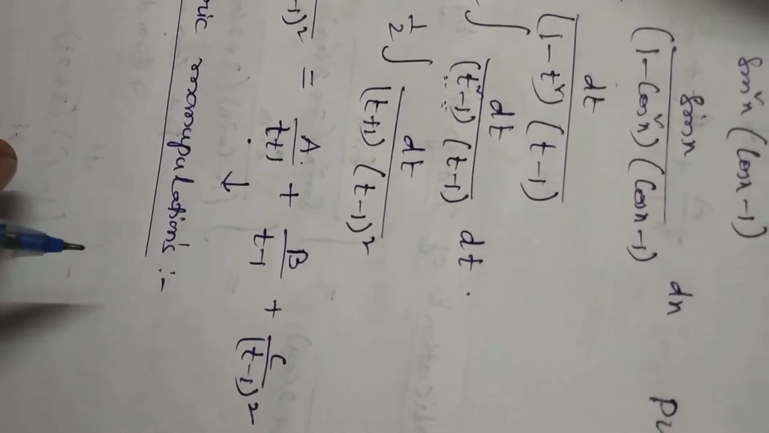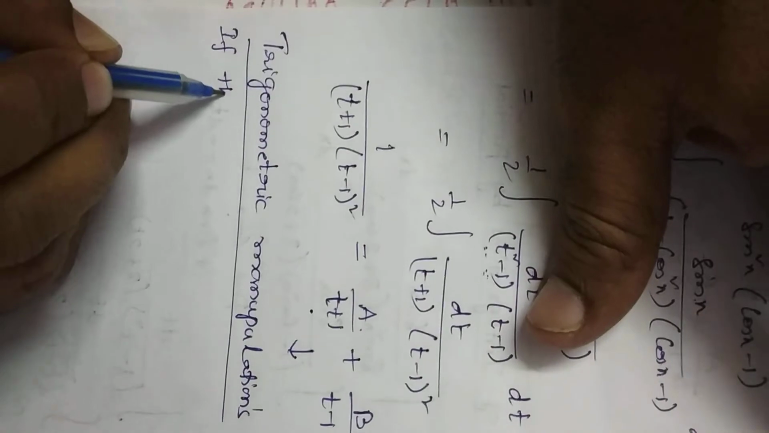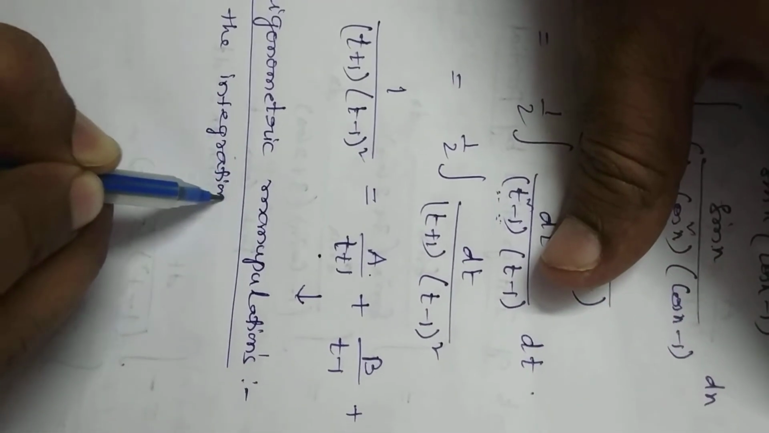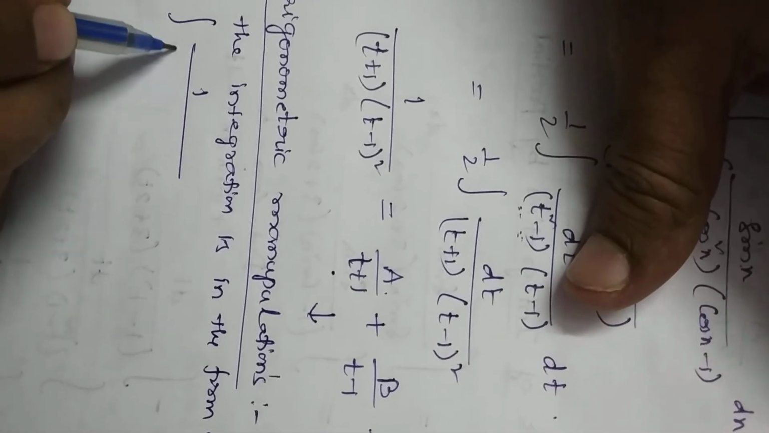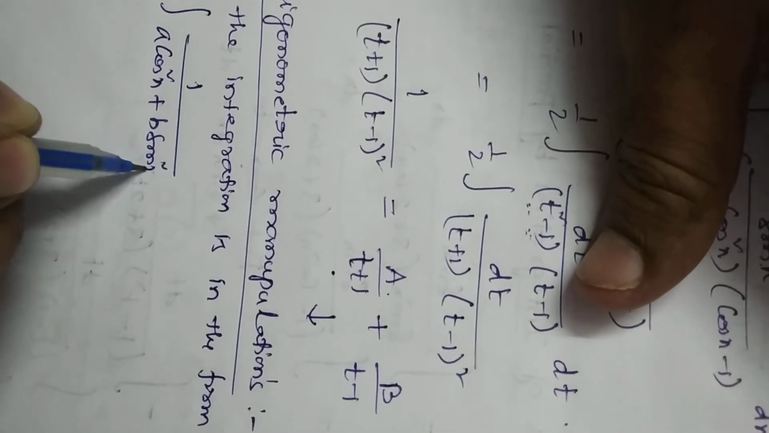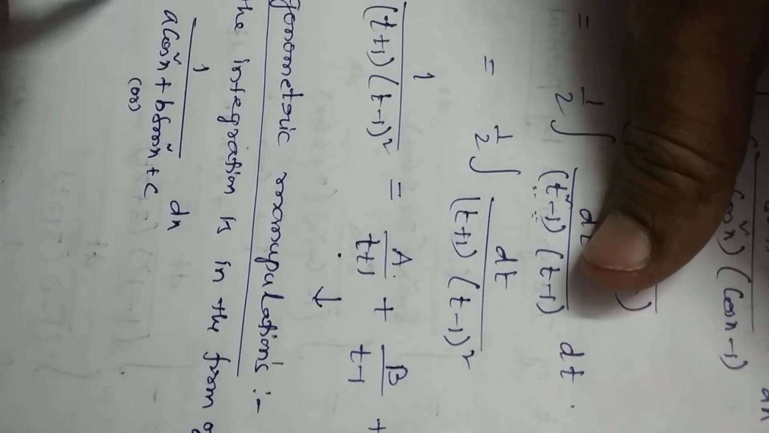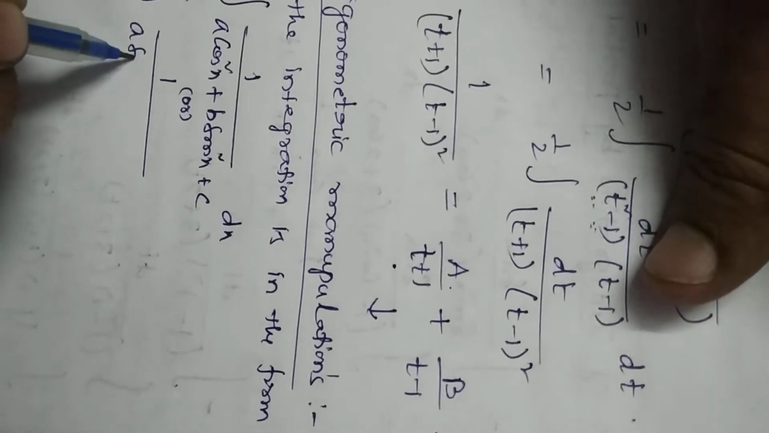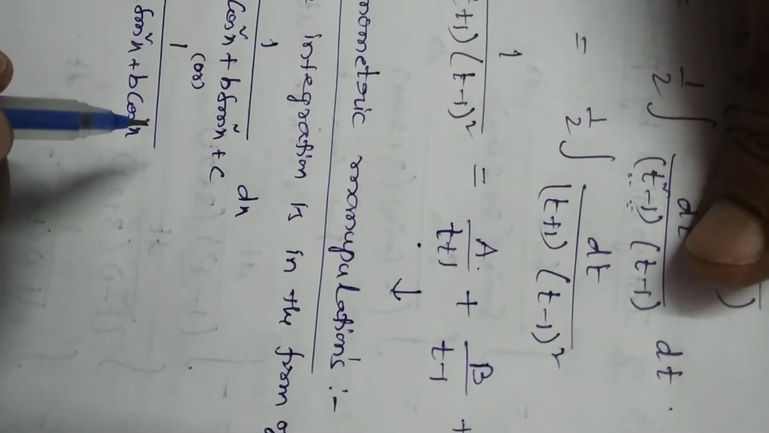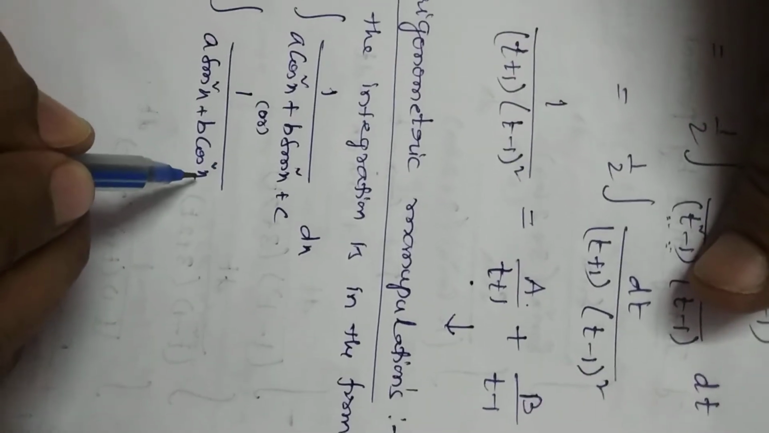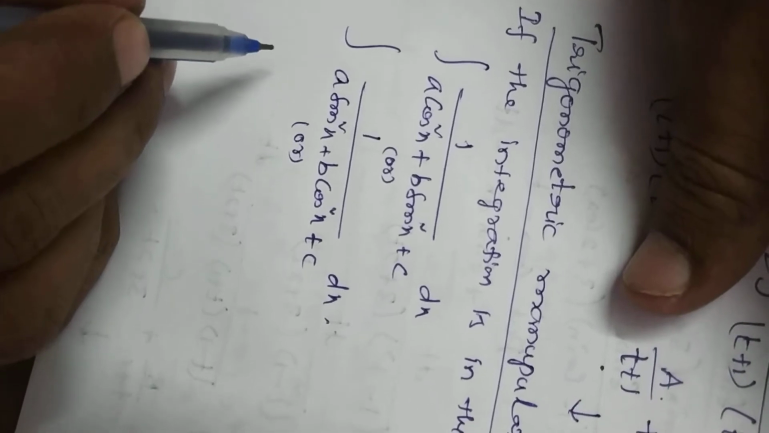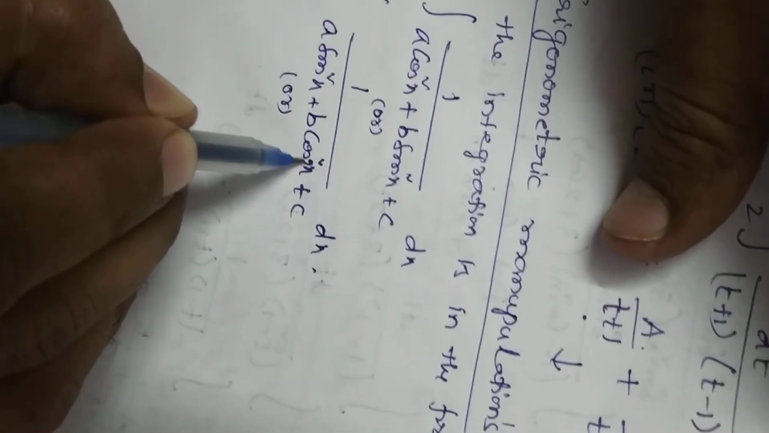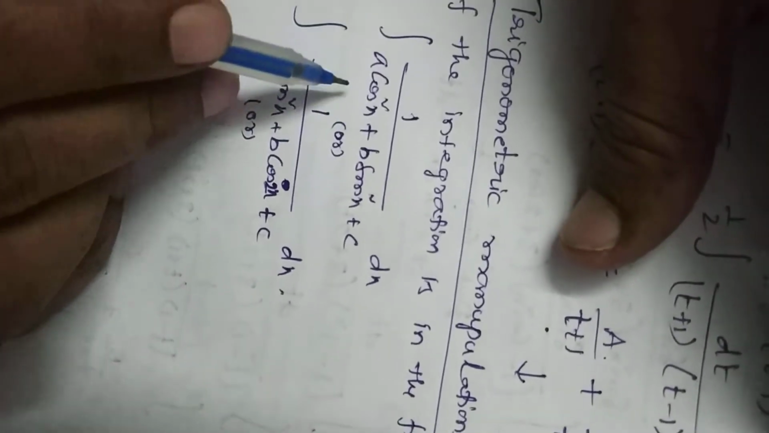So here the first kind is, if the integration is in the form of integration of 1 by a cos square x plus b sin square x plus c dx, or it is in the form of 1 by a sin square x plus b cos square x plus c dx, or if it is in the form of, okay, here cos 2x you write, not cos square x. Okay, so here it's not a problem, cos square x only.